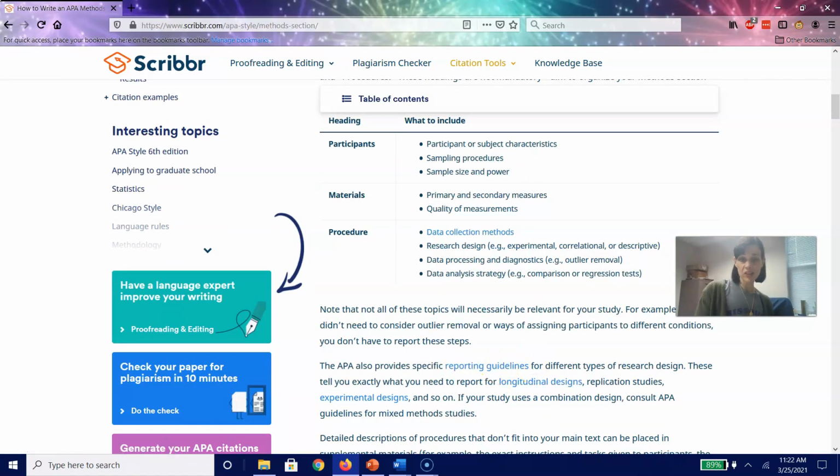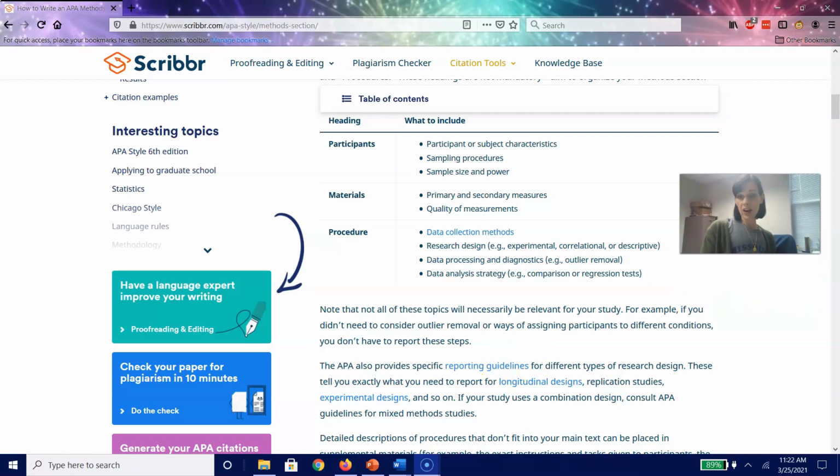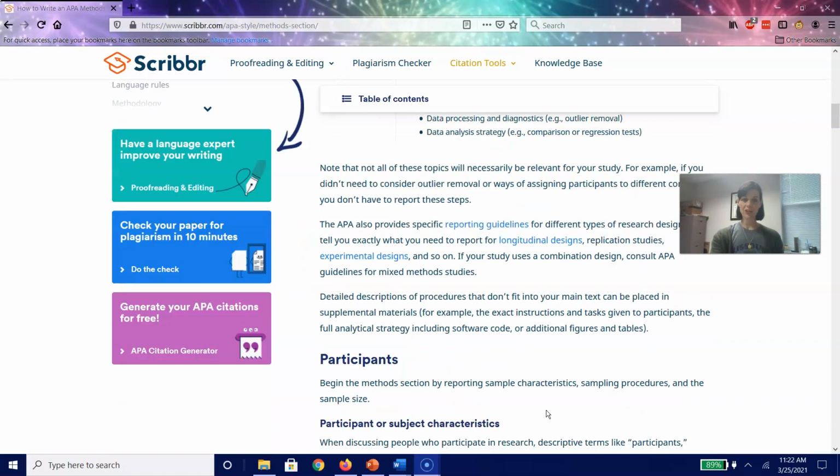Now, not all of these are going to be relevant. We are not really going to be removing data from participants, I don't think. And because of that, we don't really need to worry about that here. We also have guidelines for different types of research designs, longitudinal designs, replication studies. We don't really need to worry about that here.